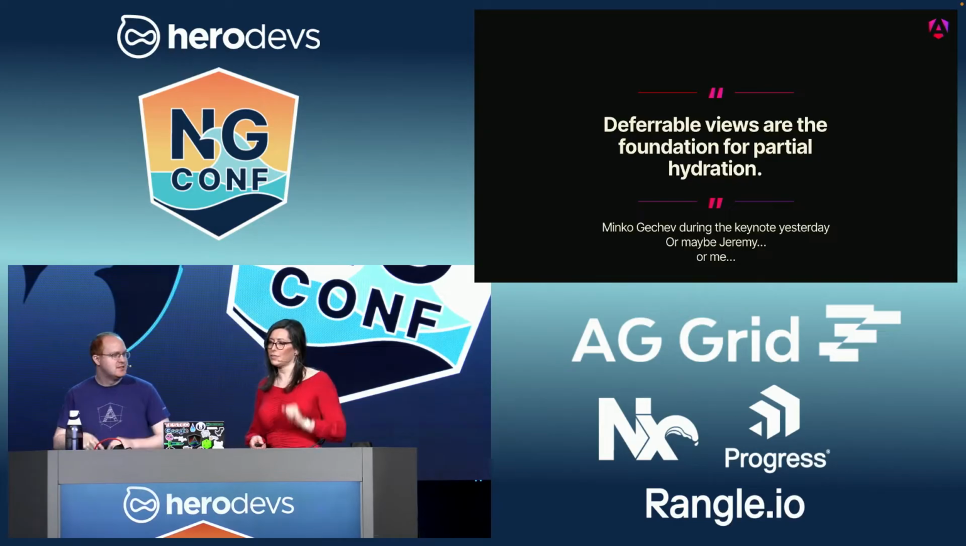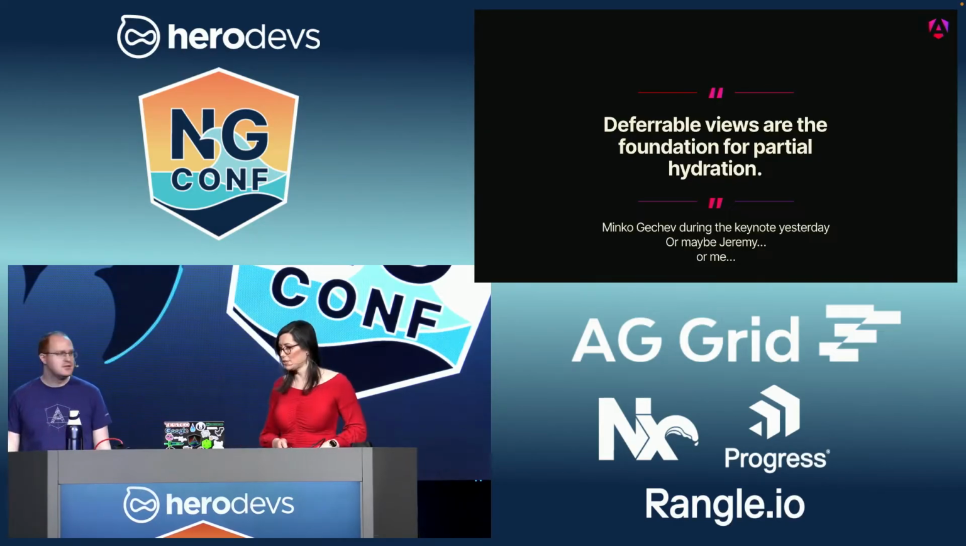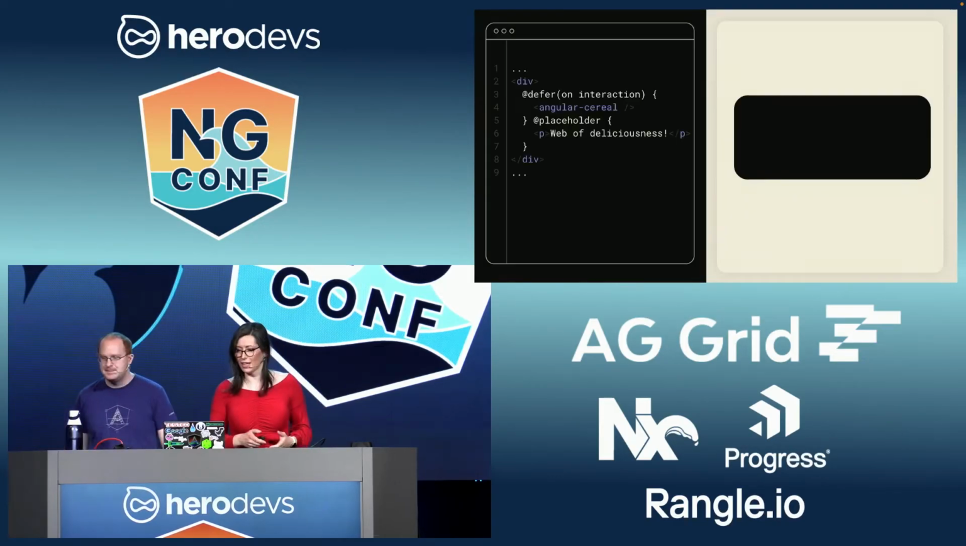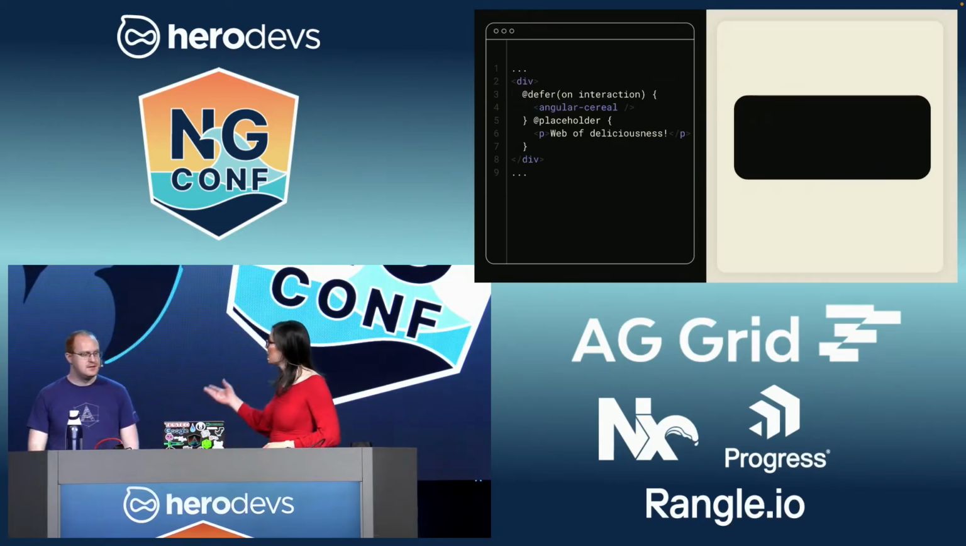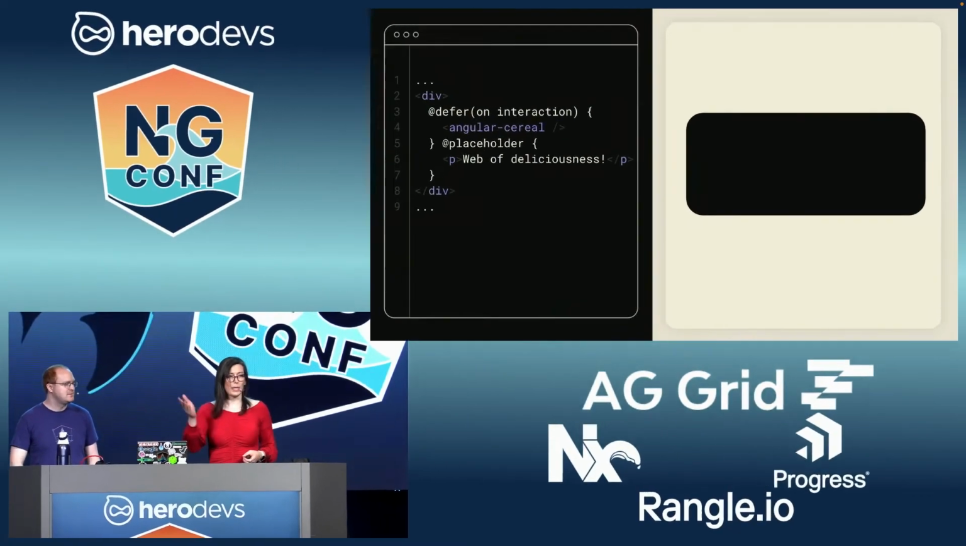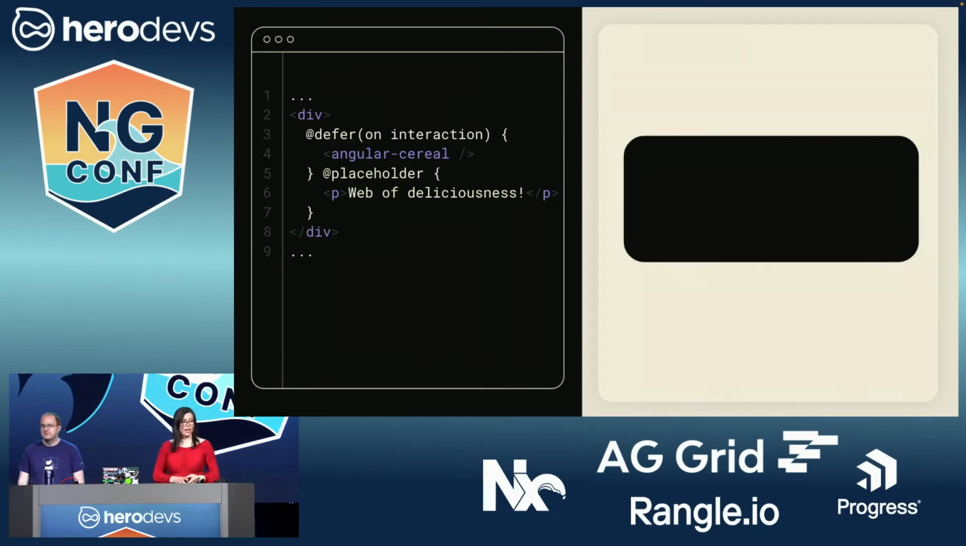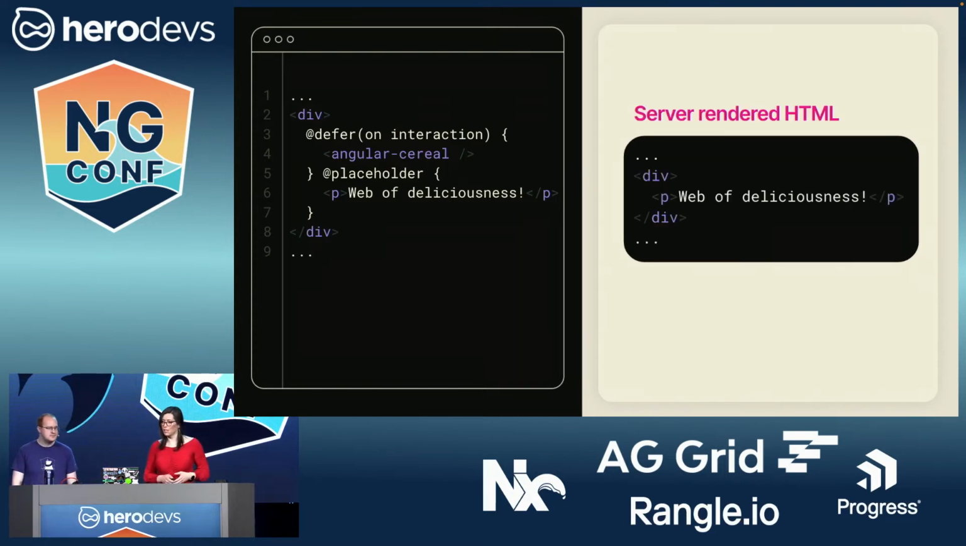So deferrable views are the foundation for partial hydration. So what does that mean exactly? Let's take a look at this quick example. We've got a regular old defer block in our code with an on-interaction trigger. We've got a component in there for Angular serial. We've got our placeholder that we're going to render out. And if you're using full application hydration as it is right now with server-side rendering, what's going to get rendered on the server is that placeholder content. And it's essentially going to get fully, eagerly hydrated at the same time as the rest of the app.